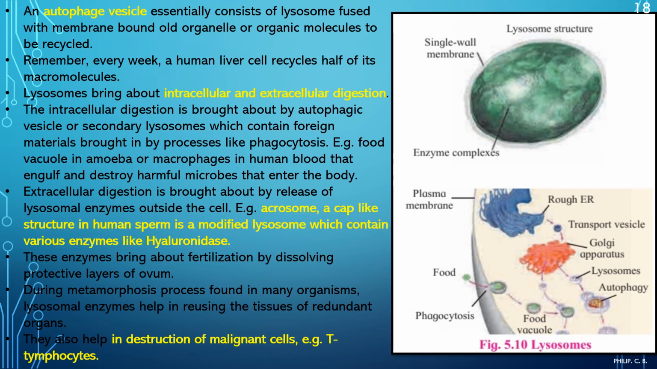Example, acrosome, a cap-like structure in human sperm, is a modified lysosome which contains various enzymes like hyaluronidase. So remember the enzyme hyaluronidase, which is present in human sperm, which helps to enter inside the ovum. These enzymes bring about fertilization by dissolving protective layers of ovum. During metamorphosis process found in many organisms, lysosome enzymes help in reusing the tissues of redundant organs. They also help in destruction of malignant cells, example T lymphocytes.